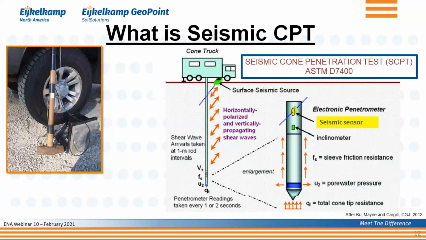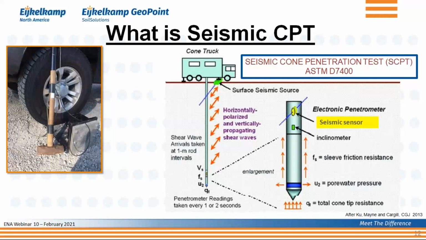We're still pushing the cone into the ground, although now the truck has miraculously moved from the right side to the left side of the screen. And we stop about every meter. At that time, we create a seismic wave by basically hitting a plate. You see that on the left-hand side, a plate that is pushed onto the ground, held down by, in this case, a tire of a truck. We hit it with a hammer, and that creates a seismic wave.